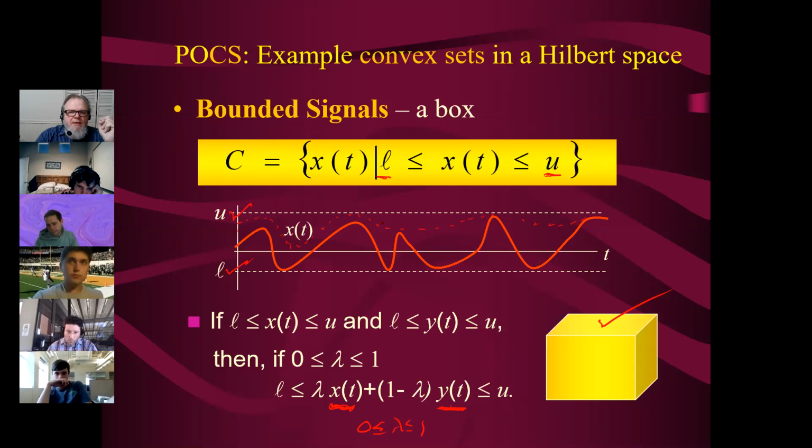So here we have two signals. Say this is y of t. If I had, for example, lambda is equal to a half, what would that be? That would be the average of these signals, right? The average of these signals would kind of look like this, wouldn't it?